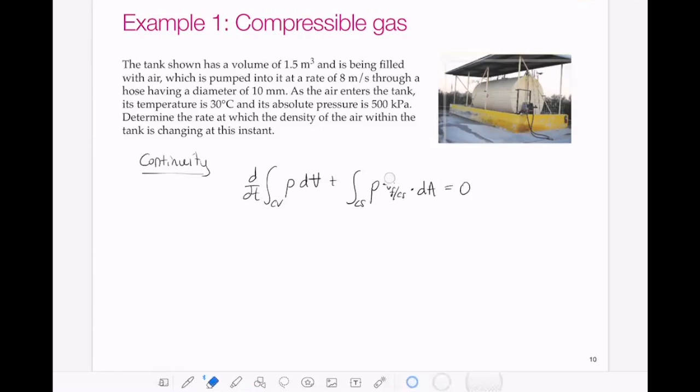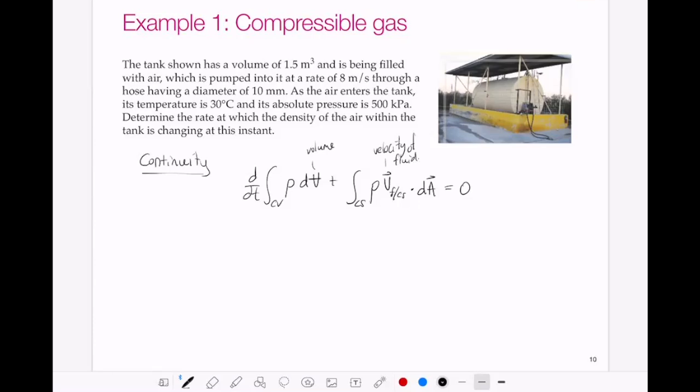This is not volume, this is velocity. Just remember, this is volume. Velocity of fluid with respect to the control surface.